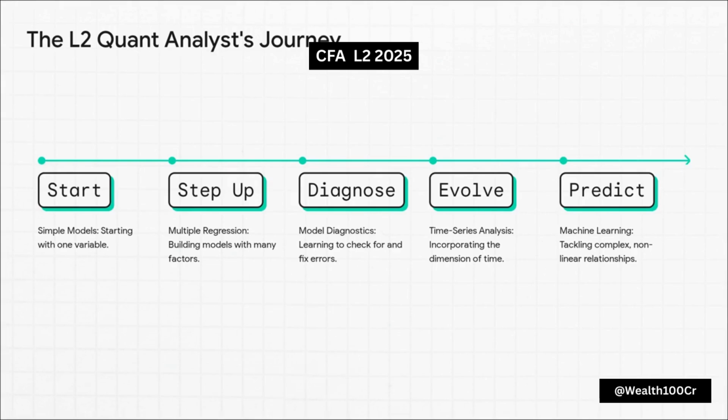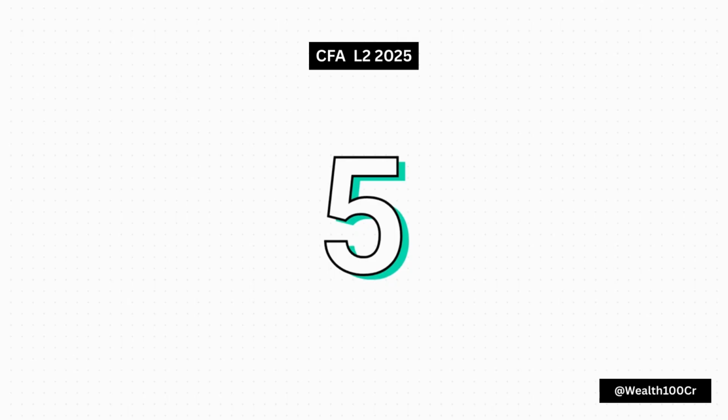It's a logical progression. So yeah, you can really boil it down to these 5 core areas: using multiple regression, diagnosing your model's flaws, handling time series data, leveraging machine learning, and properly evaluating your results. This is the modern analyst toolkit. This is the whole shebang.